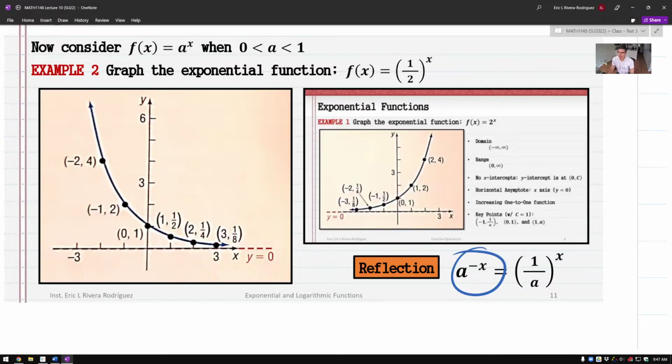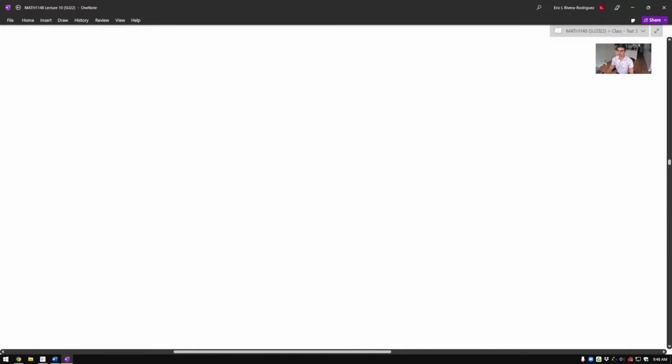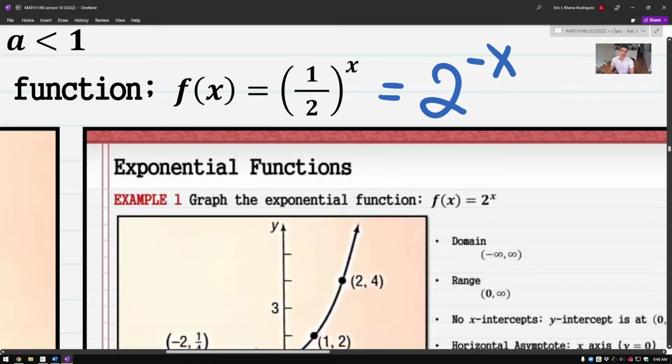Remember that if there is a negative in the exponent, the effect of the negative is that it takes the base and gives us back the reciprocal. So we can think of this function as 2 raised to the power of negative x, and there is the reflection over the y-axis. The effect of this negative turns the 2 into 1/2. It's the reciprocal.